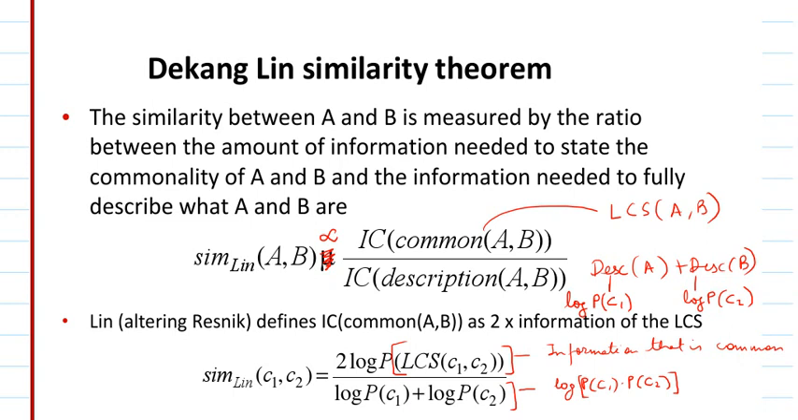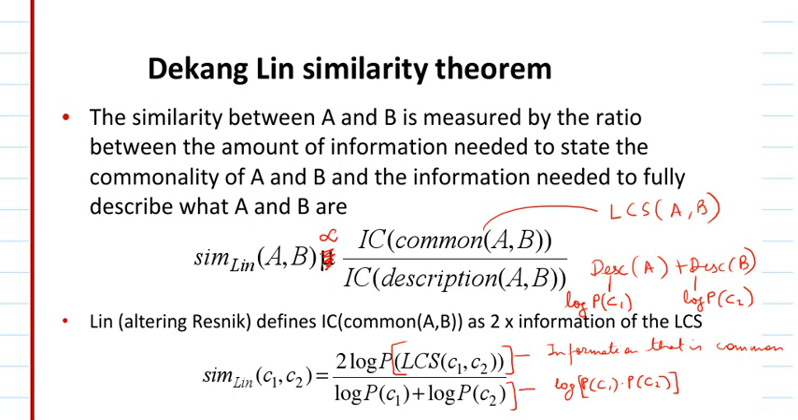So the information that is common between the two, the probability of that, to the ratio of the information needed to fully describe what A and B are, is described by the association between A and B, right? The association between A and B is the count of times A and B, or C1 and C2, are occurring together in the corpus, right?